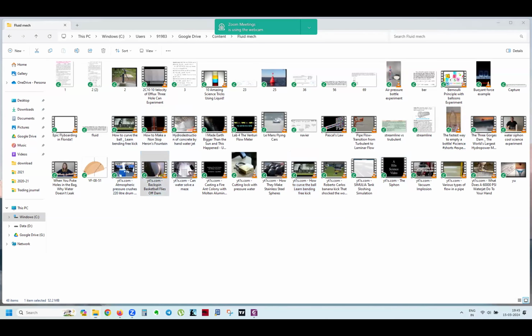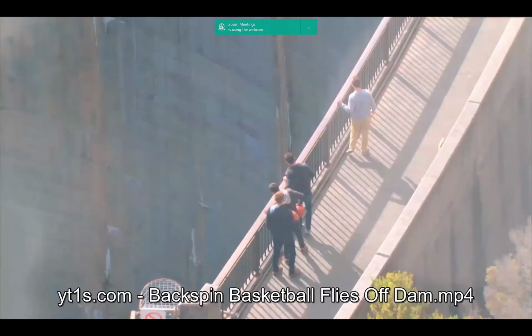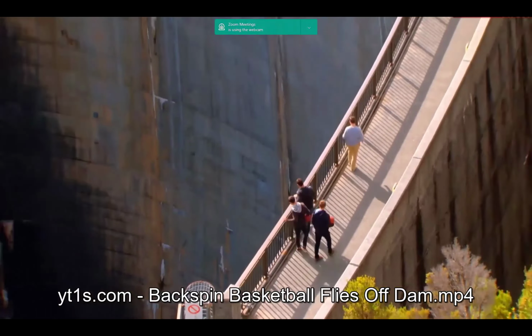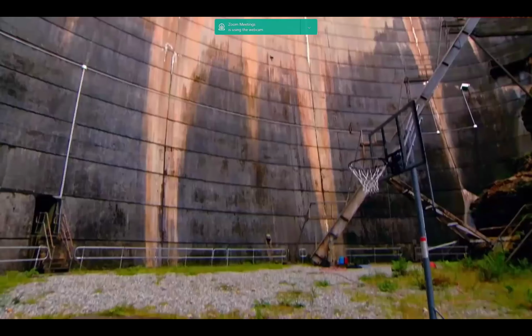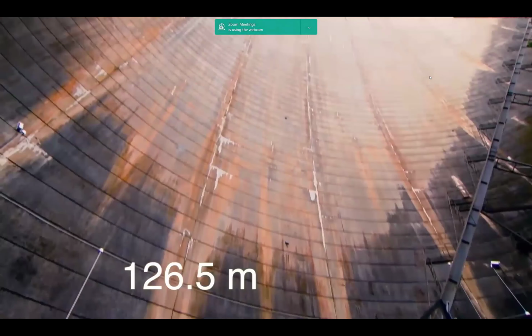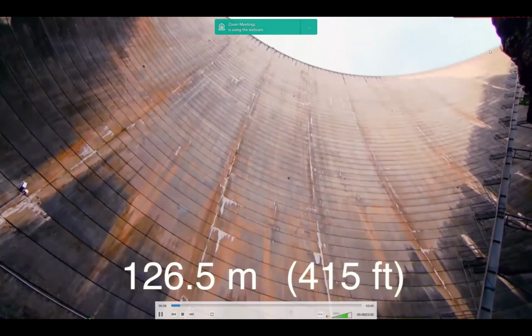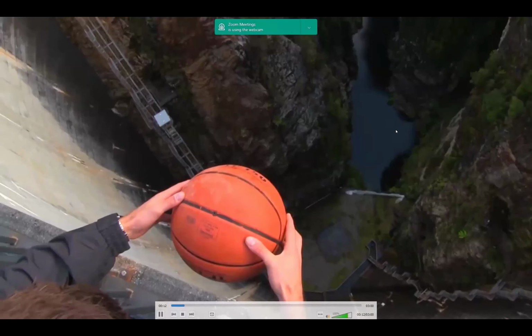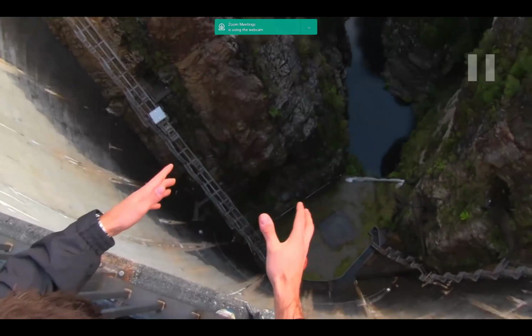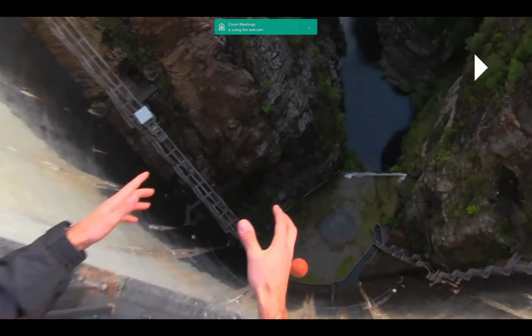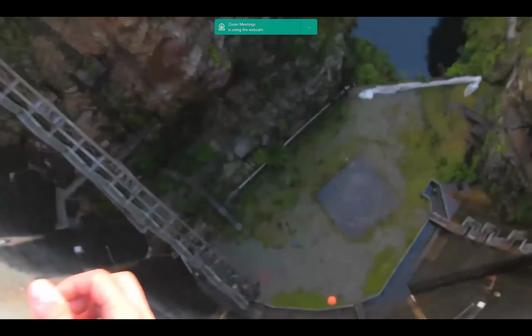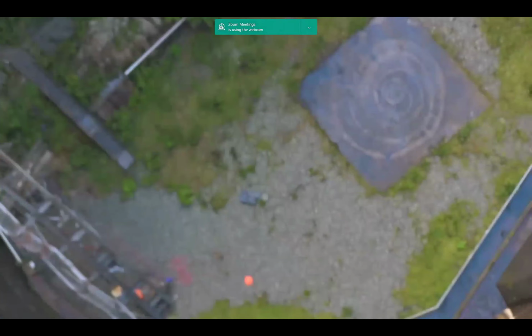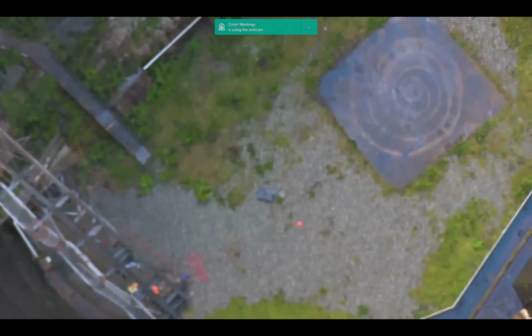Look at this thing. This is a good one. Recently, some friends of mine went to the Gordon Dam in Tasmania, which is 126.5 meters or 415 feet high. Then they dropped a basketball over the edge. So these guys just dropped a ball. And you'll observe it just falls almost straight. The basketball gets pushed around a bit by the breeze, but it lands basically right below where it was dropped.